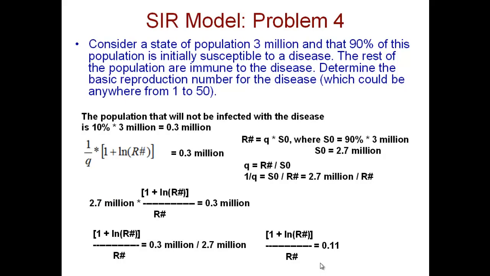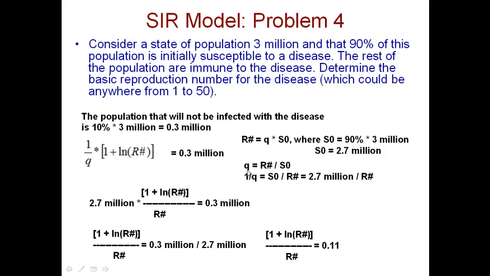And one other similar problem, consider a population of 3 million, and in this case 90% of this population is initially susceptible to the disease. So S0 is 90% of 3 million, which is 2.7 million. So the rest of the population, which is 10% of 3 million, that is 0.3 million, is immune to the disease. So that's the minimum number of people who will not get the infection. So 1 over q times 1 plus log of r hash is 0.3 million.